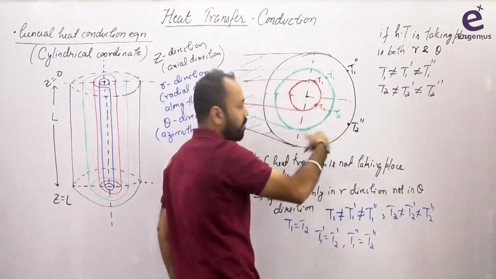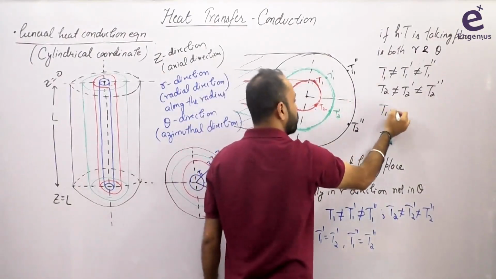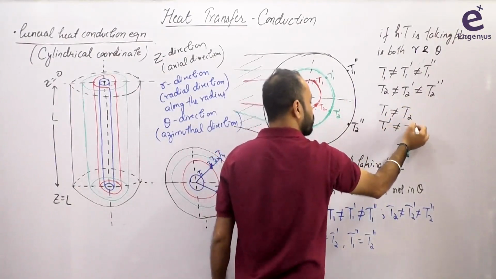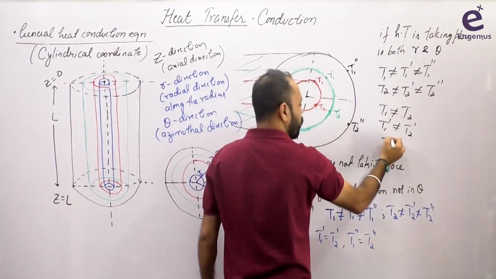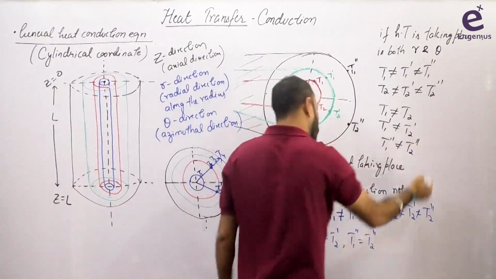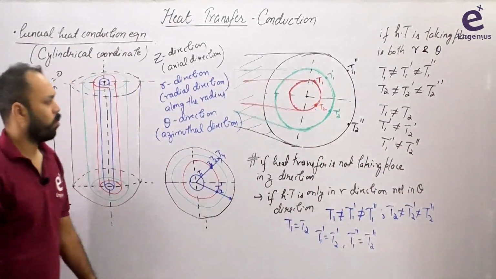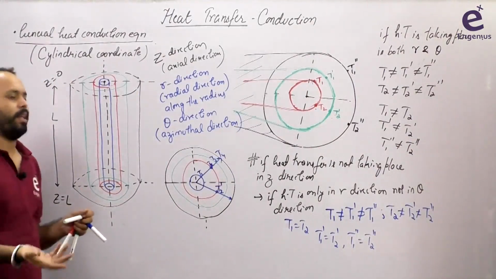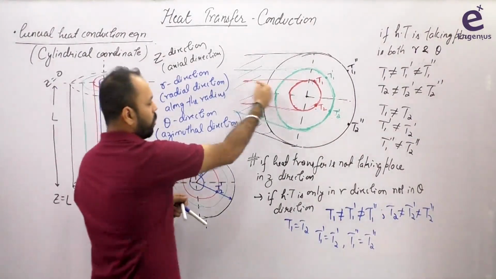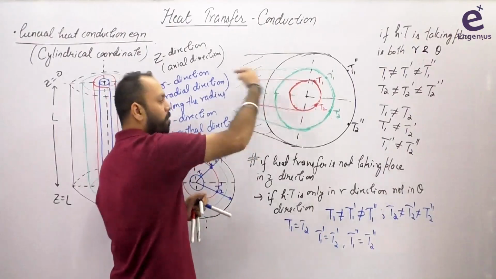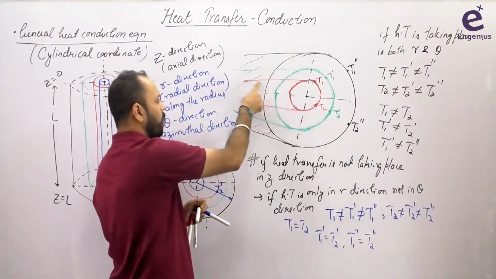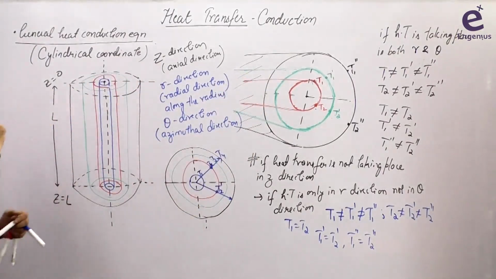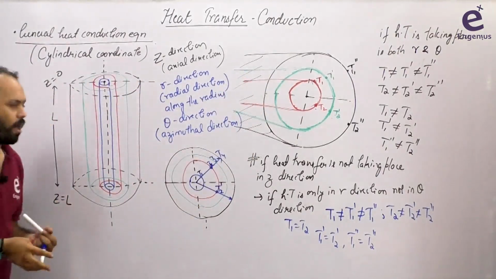Similarly, अगर theta direction में भी heat transfer हो रहा है, means T1 will not be equal to T2, T1 dash won't be equal to T2 dash, and T1 double dash won't be equal to T2 double dash. I hope अब इसके बाद आपको समझ आ गया होगा what is the meaning of heat transfer in R direction, theta direction and Z direction. Z direction is this direction. अगर यहाँ से यहाँ axial heat transfer is taking place, it means this temperature, this temperature, this temperature, they won't be same. Correct?